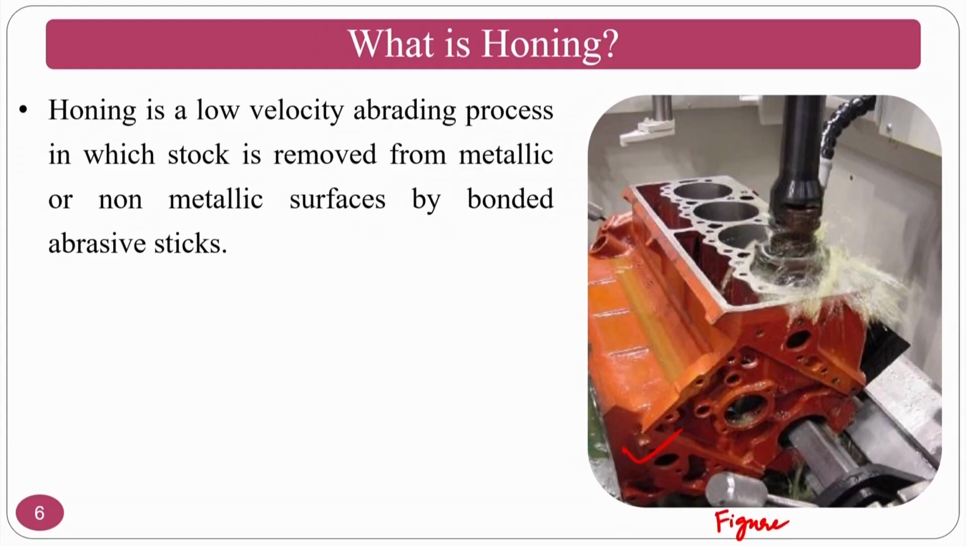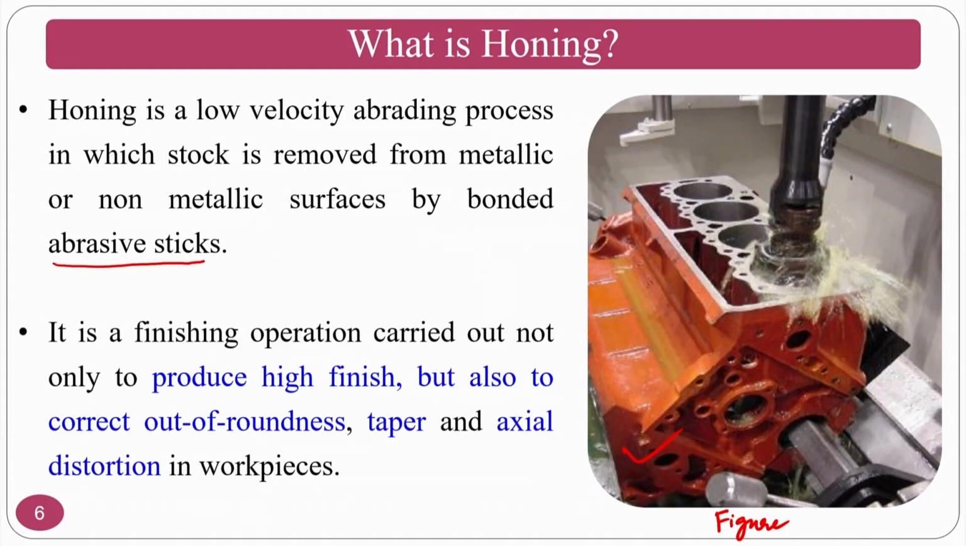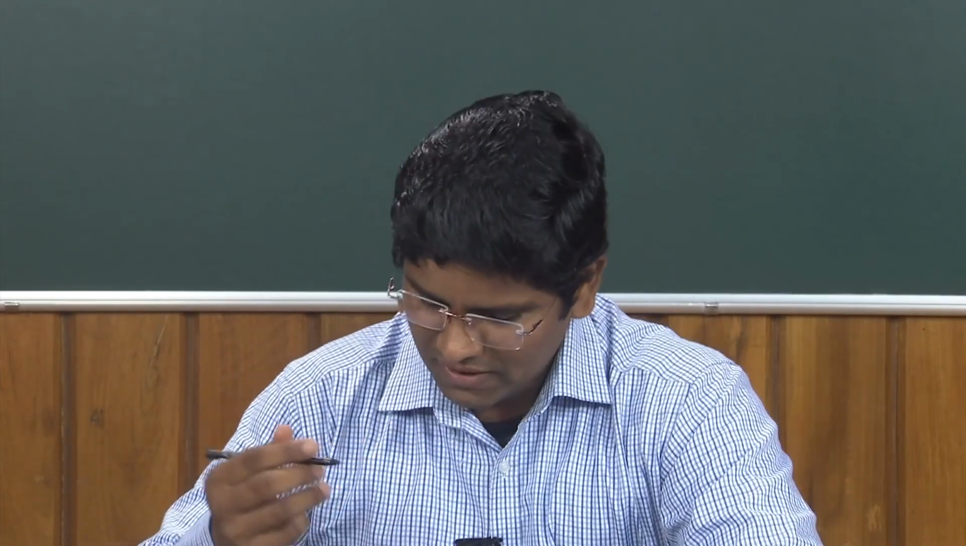Honing is a low velocity abrading process in which stock is removed from a metallic or non-metal surface by bonded abrasive sticks. So this will have abrasive sticks, which we will see in the upcoming slides. The finishing operation is carried out not only to produce a high surface finish, but also to correct out of roundness, taper, and axial distortions in the workpiece. What are the things that one can correct using the honing process? We will see in this one.